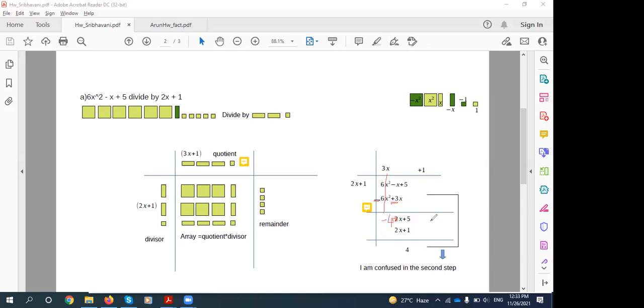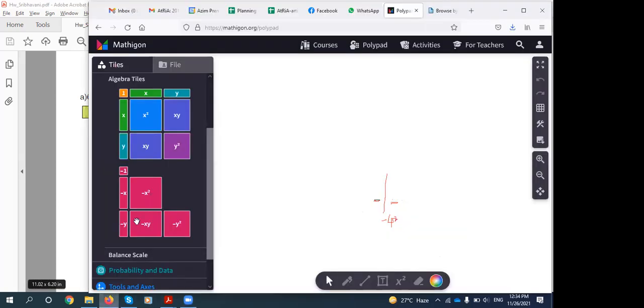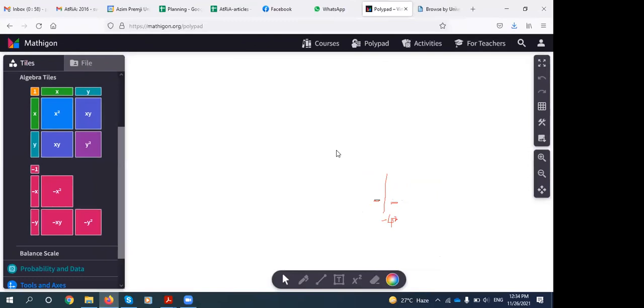What is happening is that the 6x squared that you have here, those 6x squares are accounted for. But you see here you have a -x and suddenly you have got so many, that's not matching up. So that's the part where we need to look into, and I'll demonstrate this with the help of the virtual manipulatives.